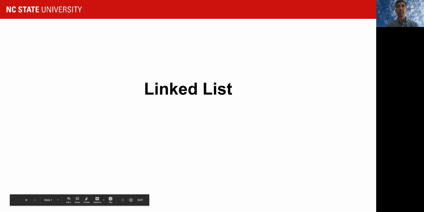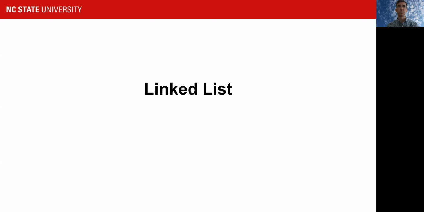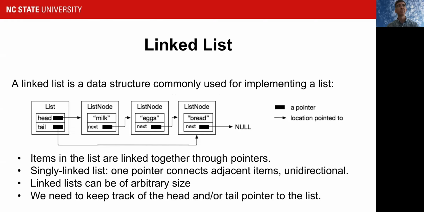All right, in this video, we're going to start looking at a linked list and considering how it's implemented and how we can implement it in C++. A linked list is a data structure that's commonly used for implementing a list. Instead of an array, which holds everything contiguously in memory, a linked list breaks the list down into individual nodes, and then we link the nodes together using pointers.